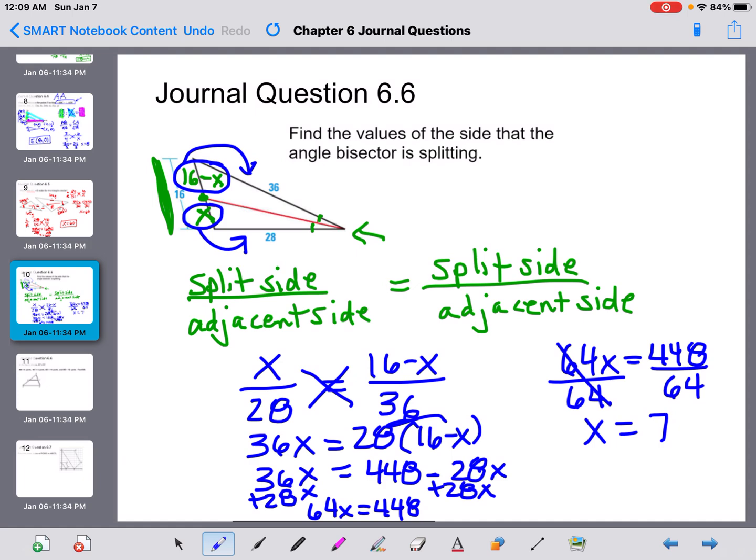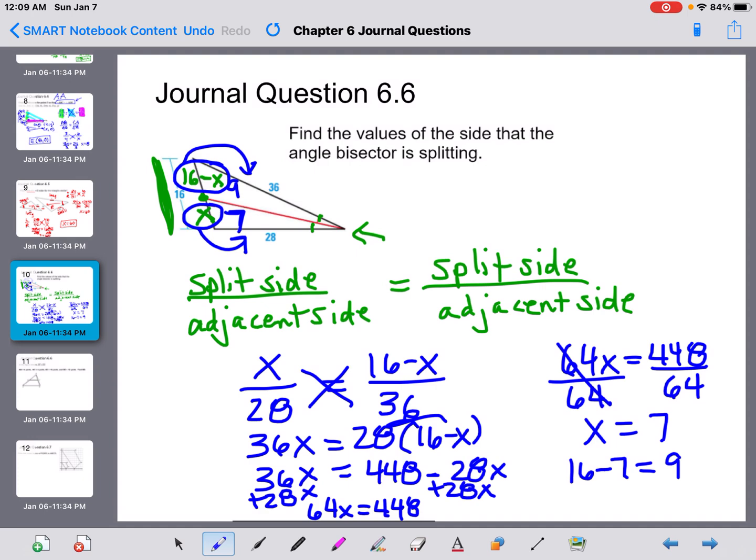It says find the values of the side the angle is splitting. So this bottom portion is 7. Well, what's 16 minus 7? Well, 16 minus 7 is 9, so the top part is 9. So the top of it is 9, the bottom is 7, and that's the proportional way that that was split.